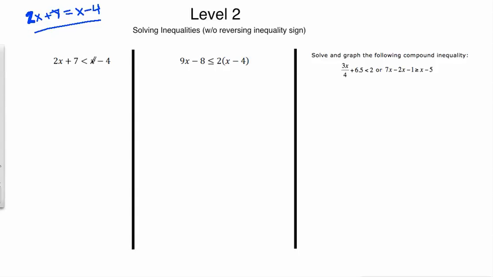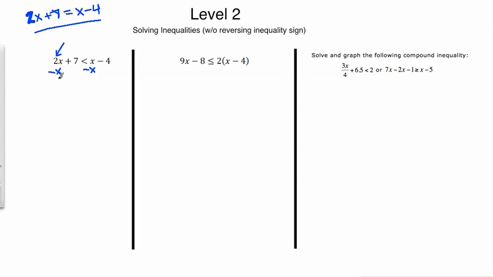In order to solve this, we need to get all the x's to the left-hand side and all the numbers to the right-hand side, or all the x's to the right-hand side and all the numbers to the left-hand side. But we do not want this number here to be negative when we move something over. So when we move an x over, we want it to be the smaller of the two x's. This is like 1x and it's smaller than 2x, so this is what we're going to move. We're going to subtract x from both sides.